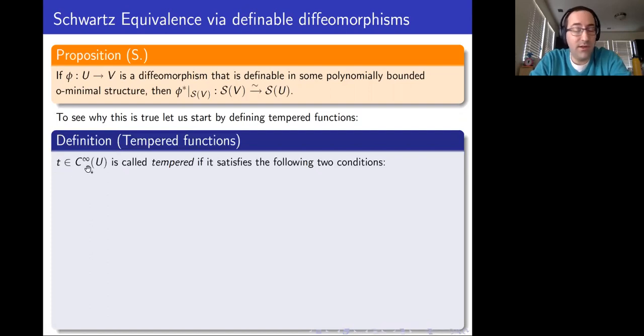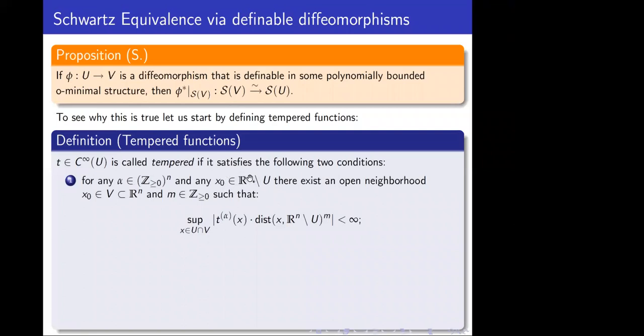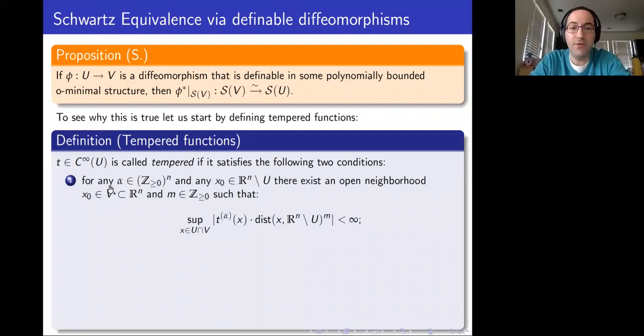A C-infinity function t on U is tempered, again, U is an open subset of R^n, if it satisfies the following two conditions. So first, if we take any multi-index alpha, and again, you should think of alpha as being a partial derivative, right? So you see this partial derivative in here. And if we take any point in the boundary, points not in the boundary are not interesting, we can find an open neighborhood of this point in the boundary and some integer such that this quantity is finite in this neighborhood.